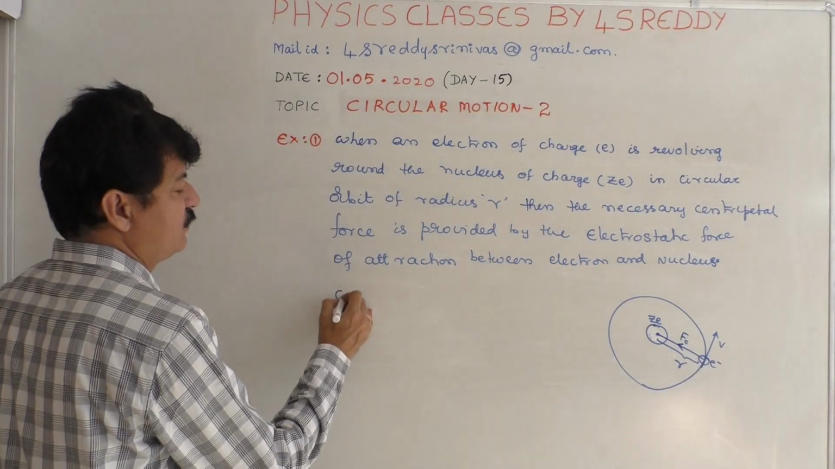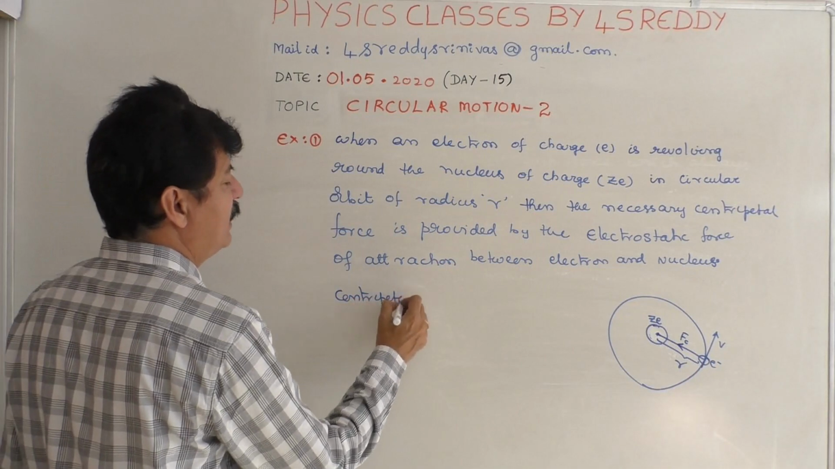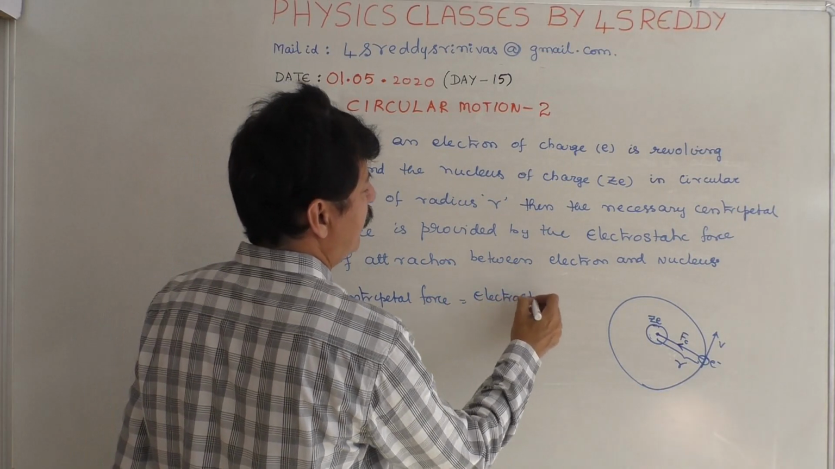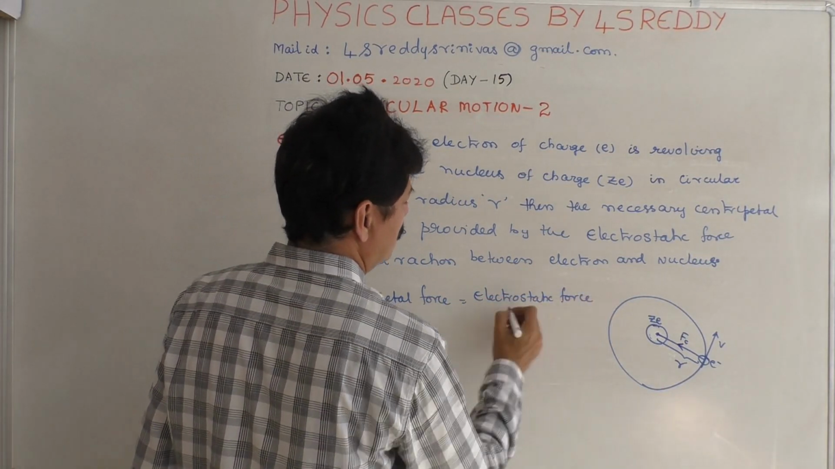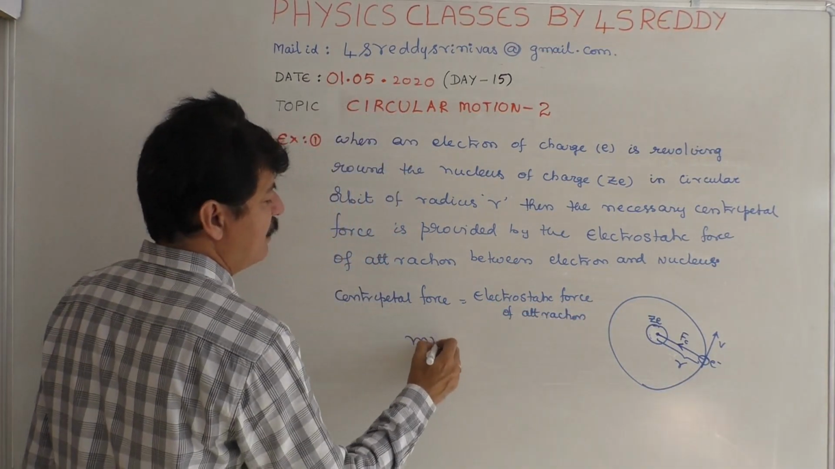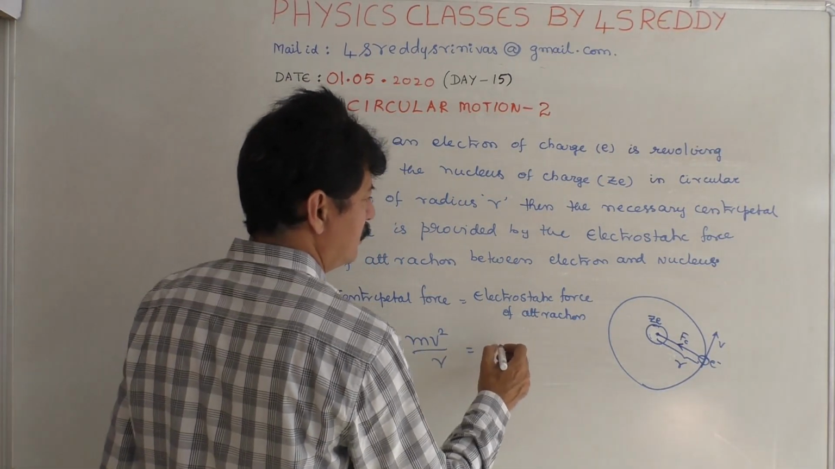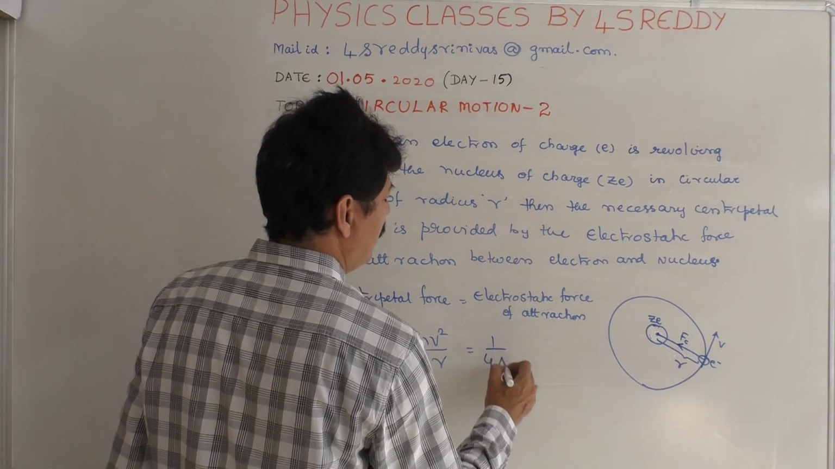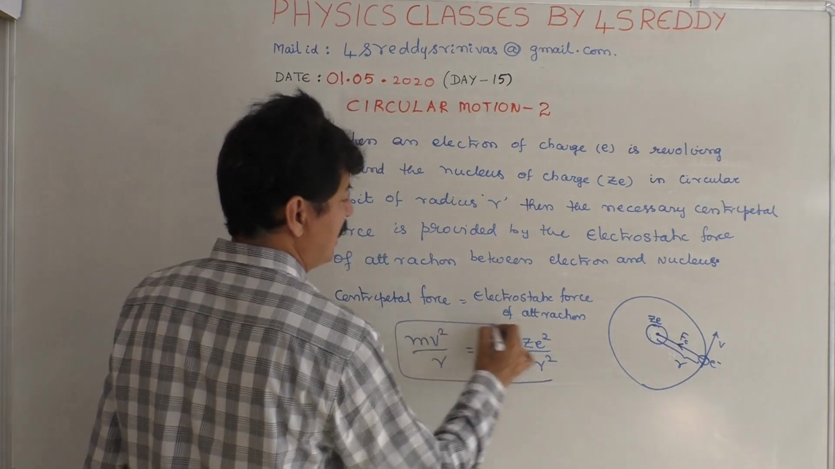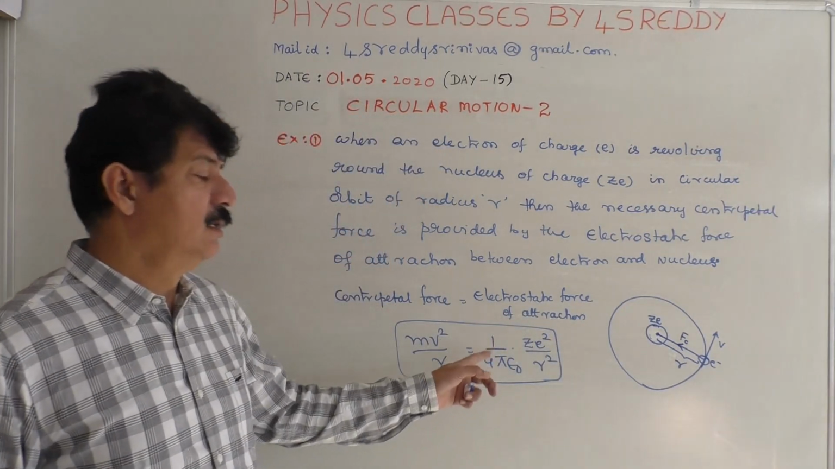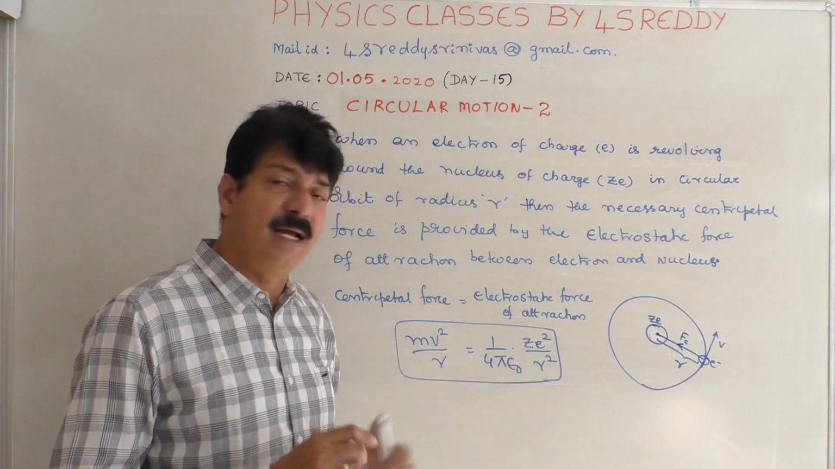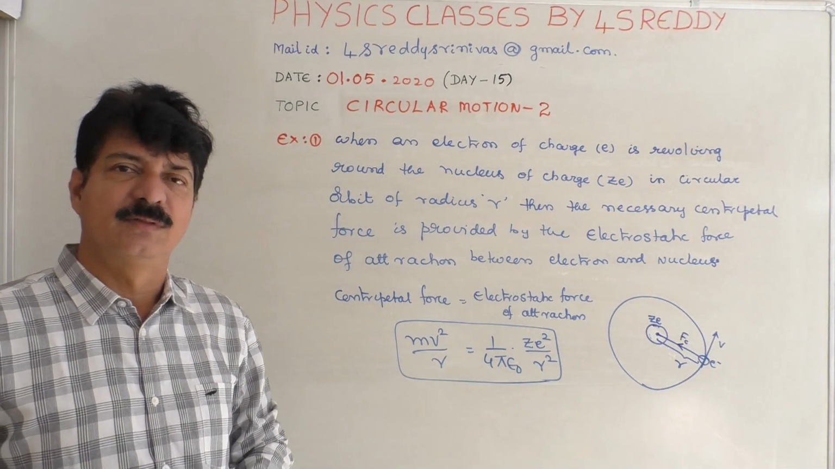Therefore, centripetal force is provided by the electrostatic force of attraction, that is mv square by r is equal to 1 by 4 pi epsilon naught, Ze square by r square. This is a standard form. According to Coulomb's law, it is 1 by 4 pi epsilon naught q1 q2, that means e into Ze, by r square. So this is one example.